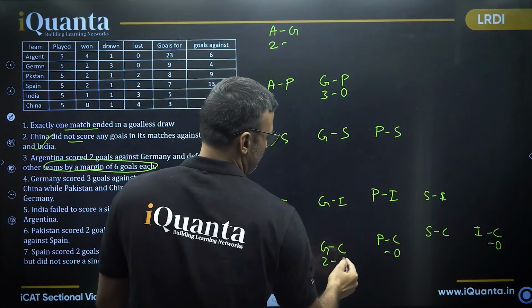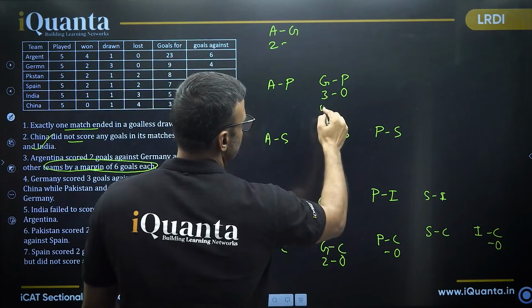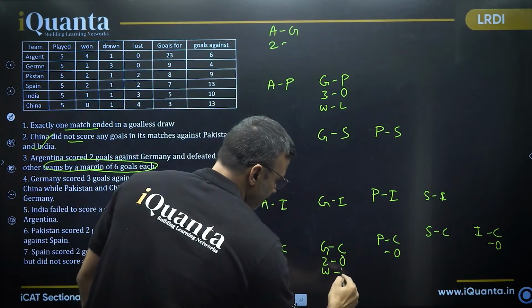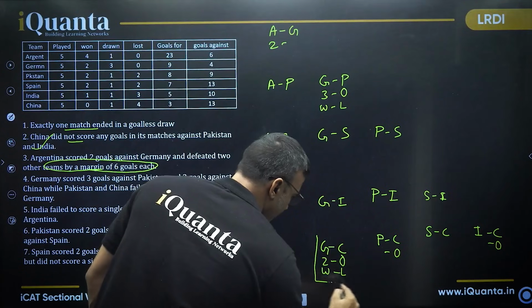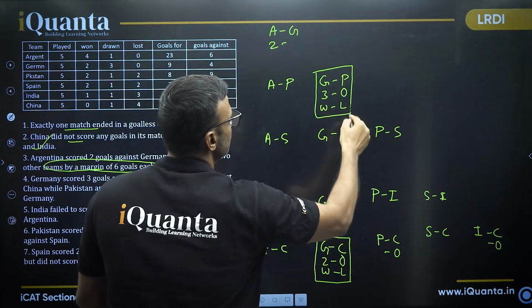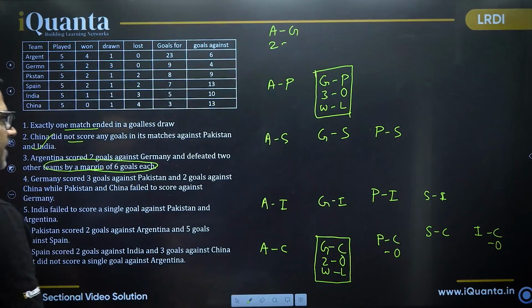Oh, what do you see? We already know this is when this is loss. Germany has won the match. So that means this match, we have all the information. So I'm putting it in a box. Nice. Very good. Fantastic. Very nice. Germany scored 3 goals against Pakistan. That is done. This is done.